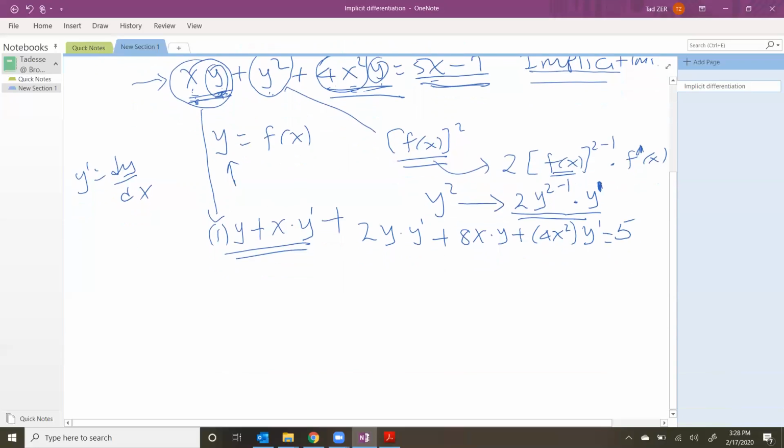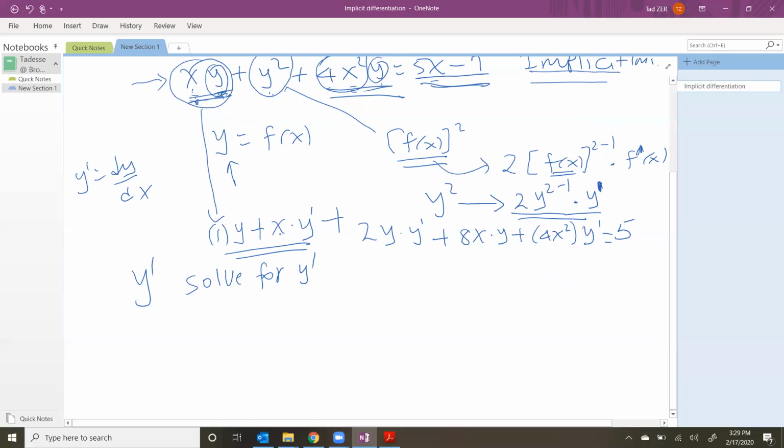Now, if you ask me, I want to find just y prime, for example, then I have to solve for y prime. So how do I solve for y prime? Collect all terms containing y prime on one side, and all the other terms on the other side.